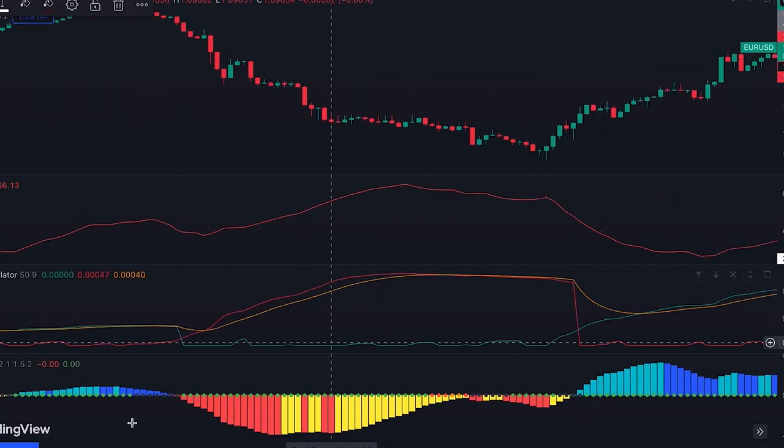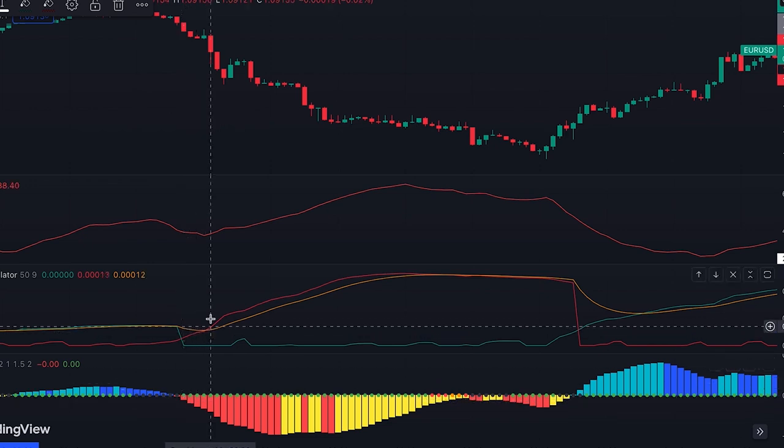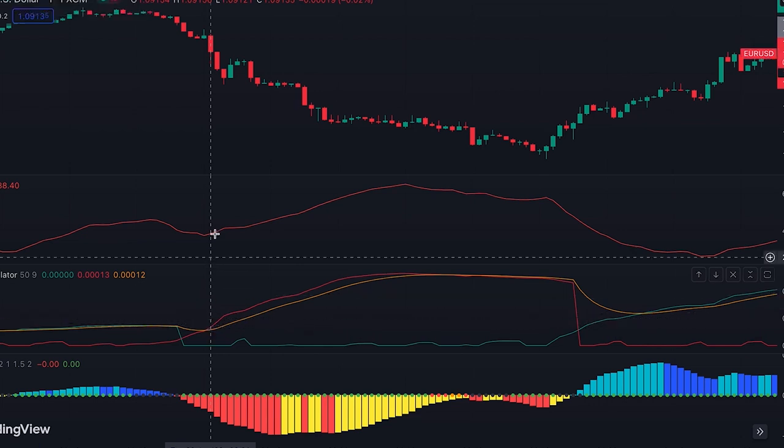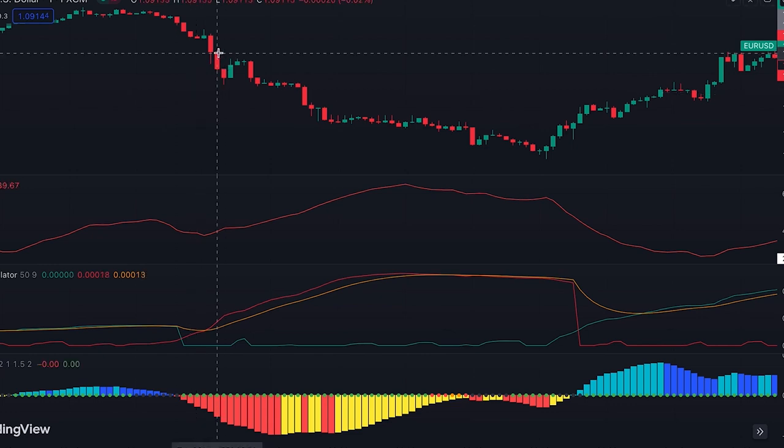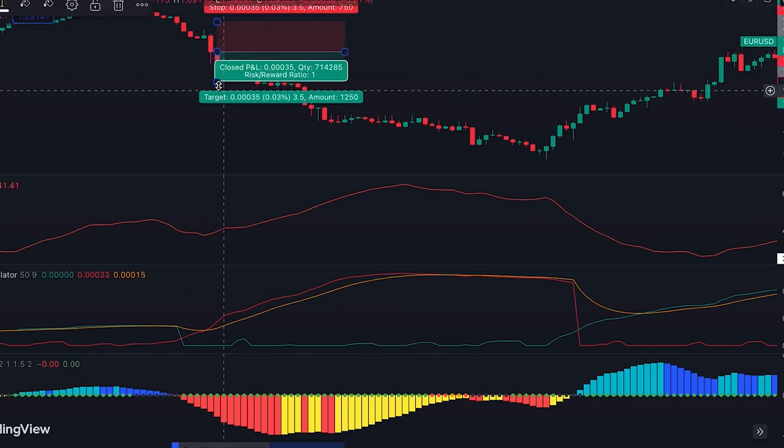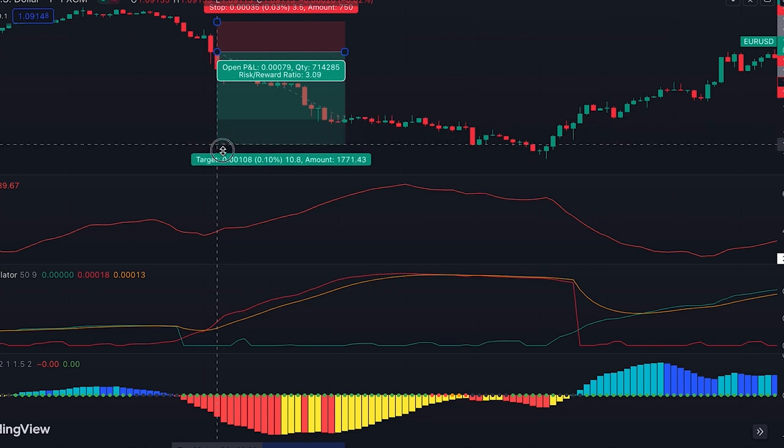Alright. After this squeeze period, we got a green dot here, the histogram is below 0, and the red line crossed above the orange line here at this point, and ADX is above 20. So we can enter a short position here as this new candle is opened. And this trade is also a successful trade, as you can see.